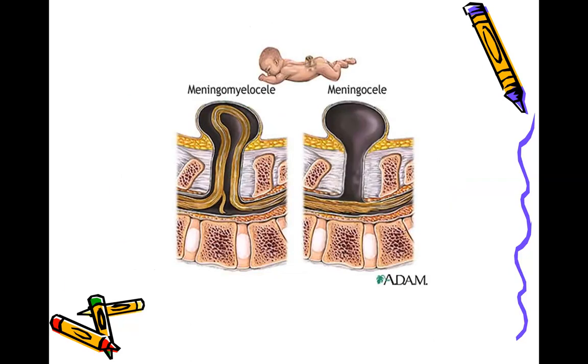So here's like a myelomeningeocele. You can see that the spinal cord has herniated through the skin. Okay, and then this is just a meningeocele where you can see the cerebral spinal fluid has herniated through the skin.